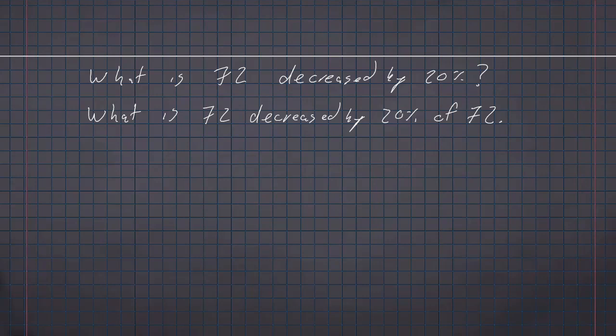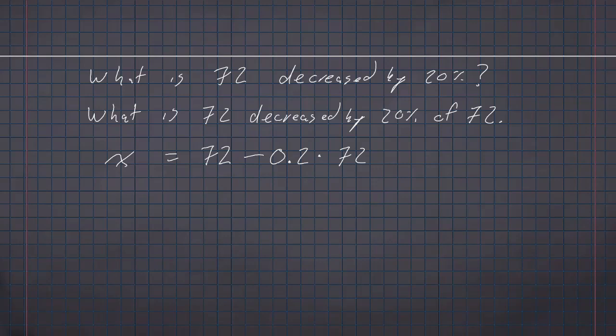So what? I don't know. Is means equal sign. 72 is still 72. Decreased by is phrasing that tells us to subtract. 20% as a decimal is 0.2. Of means multiply. 72 is 72.